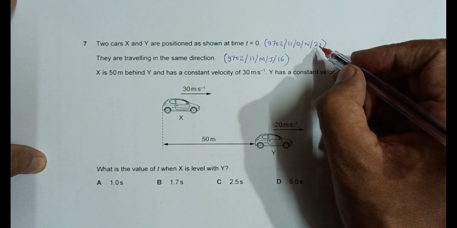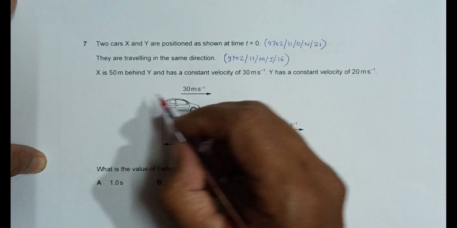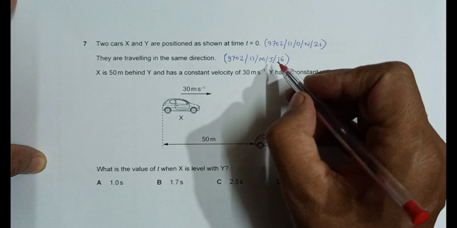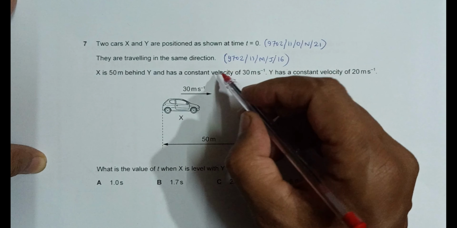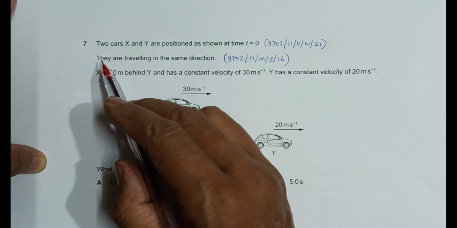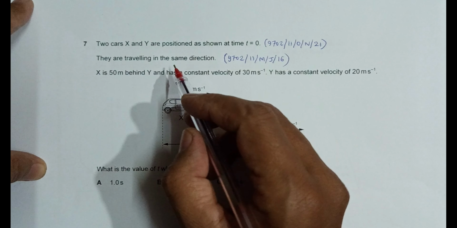Hello folks, this is 2021 October-November paper 1-1 and the question number is 7. This question has also been asked in 2016 May-June paper 1-1. The number is not sure, but it was asked in that year also. The question is concerned with the chapter kinematics.